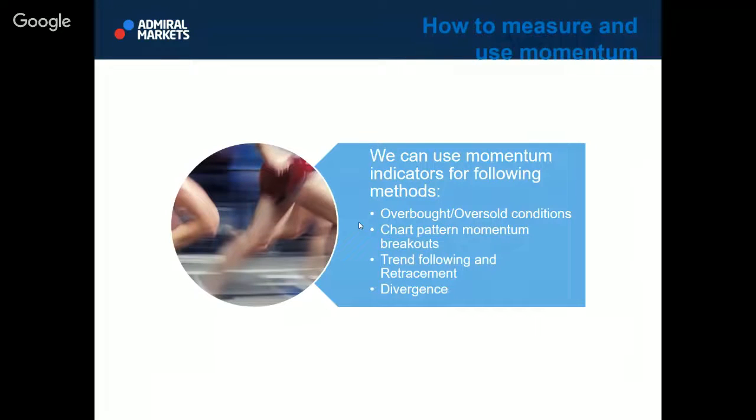So we can use momentum indicators for following matters: overbought, oversold conditions, chart pattern momentum breakouts, trend following and retracement, and divergence. Actually, momentum breakouts will be covered in premium section of Forex Street webinar. I have already scheduled it. I think it's 12th of the April. So I will teach you how to make trades with chart pattern momentum breakouts. And today we will focus on finding and spotting the retracement within a trend.